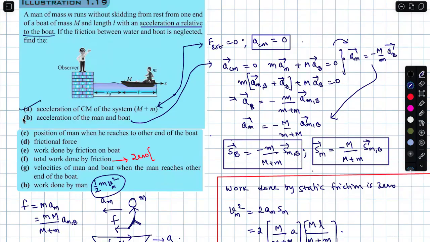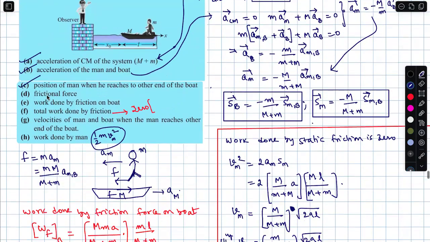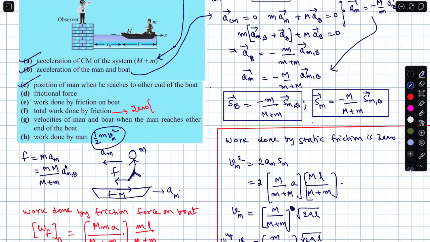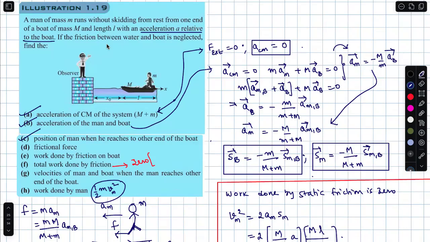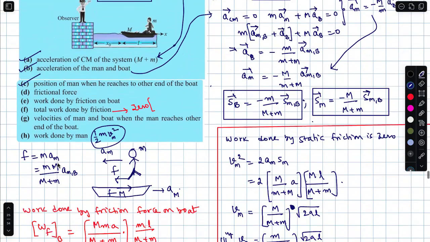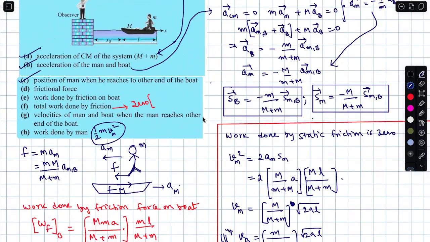So I have done A, I have done B, and I have done C. Now the frictional force. Why? Because in the entire thing, what you know is the acceleration of the man with respect to boat is a. This is the only data given to me. So therefore, acceleration of the man is, there are magnitudes only you are writing actually here.